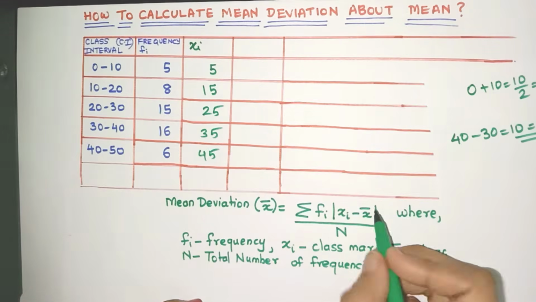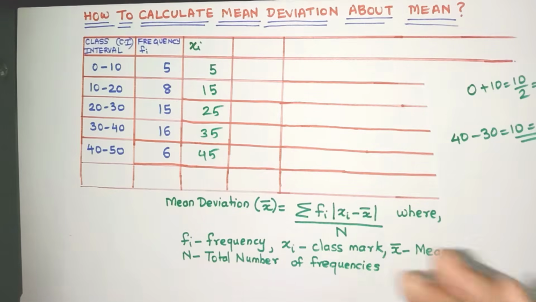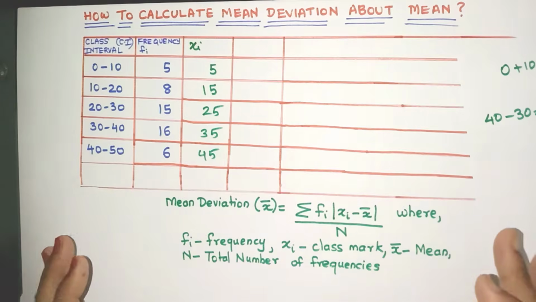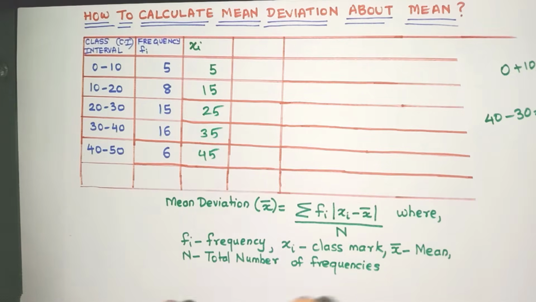What else do we need? Yes, we need x bar. Now what is x bar? Yes, it's the mean of this group data. Now there are three methods of finding the mean: direct method, step deviation, and assumed mean. You can use any method. Here I'm using the direct method.